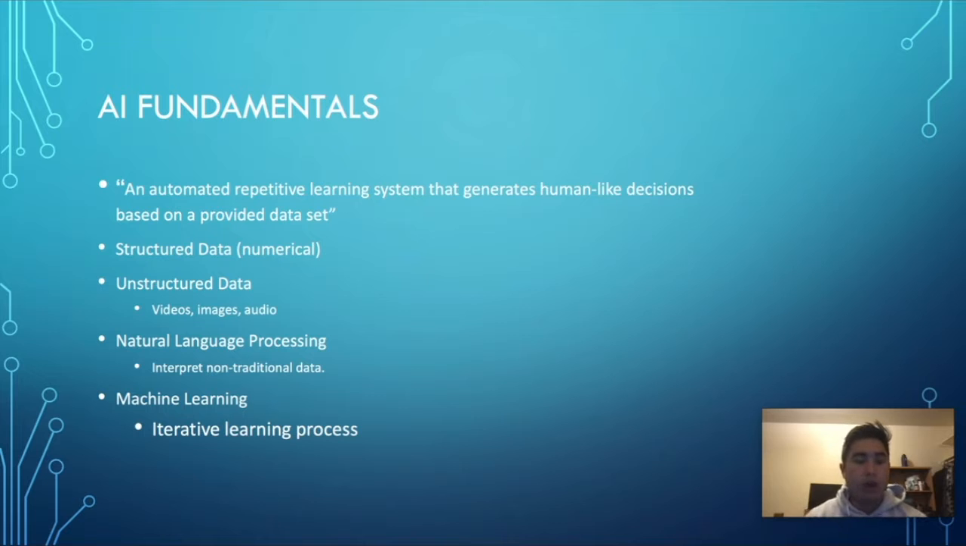So, to start things off, I'm going to talk a little bit about AI fundamentals. Whole courses have been taught about AI, so I'm going to try to explain it at a very high level and in the context and scope of this presentation. So, what is AI? It's an automated repetitive learning system that generates human-like decisions based on a provided data set. The most important thing here to realize is human. So AI helps bridge the gap between what a human can do versus what a computer can do.